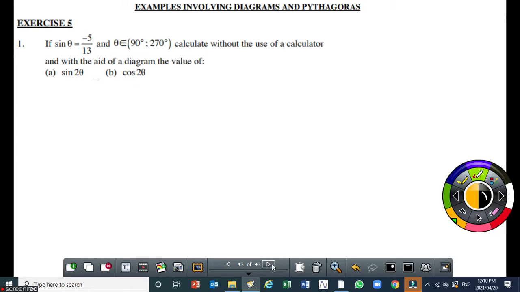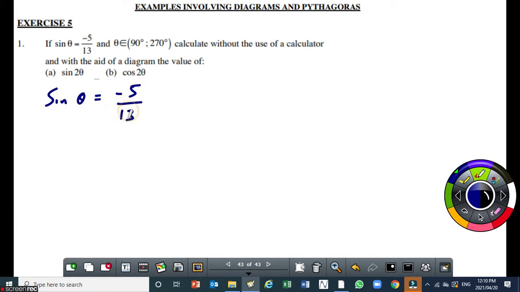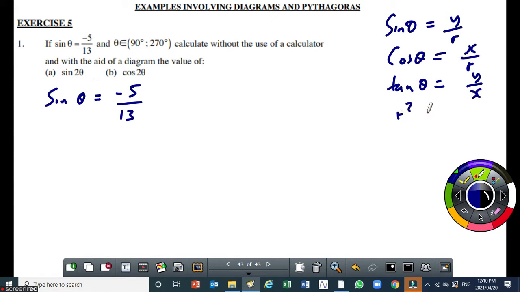Okay? So the first part of the question is going to be grade 10. Then the use of double angles, that's grade 12. So if I have sine theta is equal to minus 5 over 13, remember sine theta is equal to y over r, cosine of theta is equal to x over r, and tan theta is equal to y over x, r squared is equal to x squared plus y squared. Remember that, right? So here, remember that r cannot be negative.